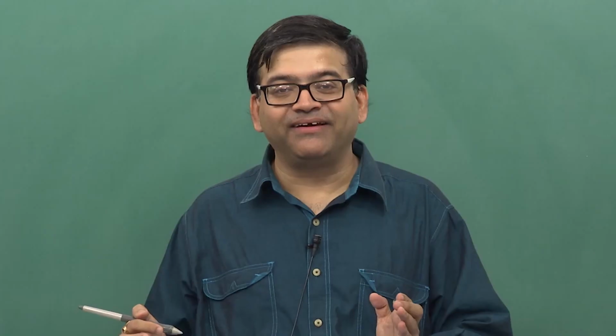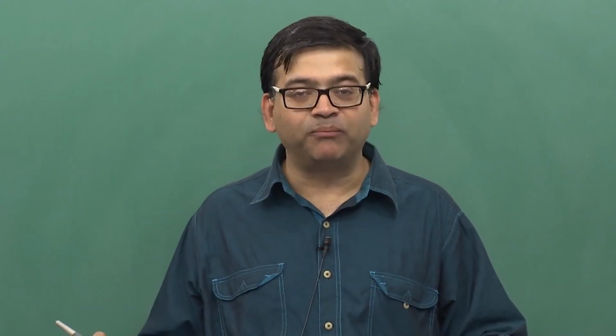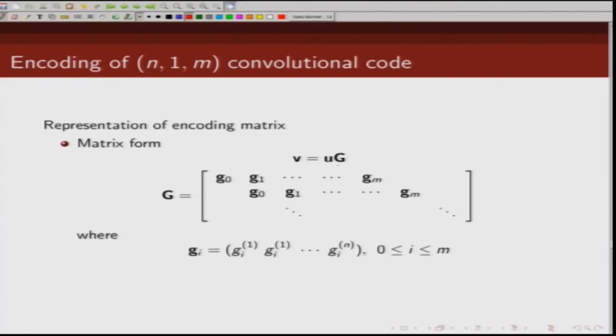Now, the same thing I can write in a matrix form. So, I define this generator matrix G, which generates this code word. The output code word can be written as input times this generator matrix G. And this generator matrix is of the form like this. So, let us just expand it and maybe try to explain why the generator matrix has this semi-infinite kind of form for a convolutional code.